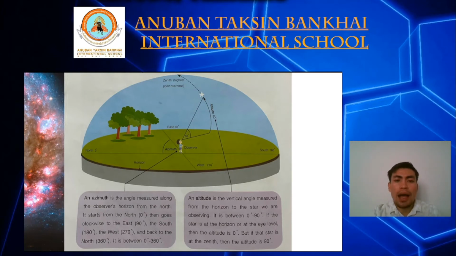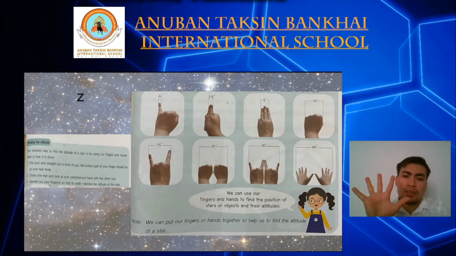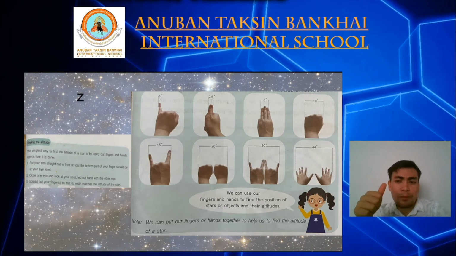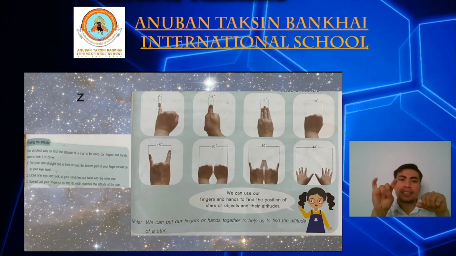Now, if you don't have a compass or a protractor to determine the angle, you can use your hands, your fingers, your fist. This one is 1 degree. This one is 2.5 degrees. This is 5 degrees. This is 10 degrees. 15. 20. Of course, if this is 10, it will become 20, right? And since this is 15, it will become 30 if you put them together.